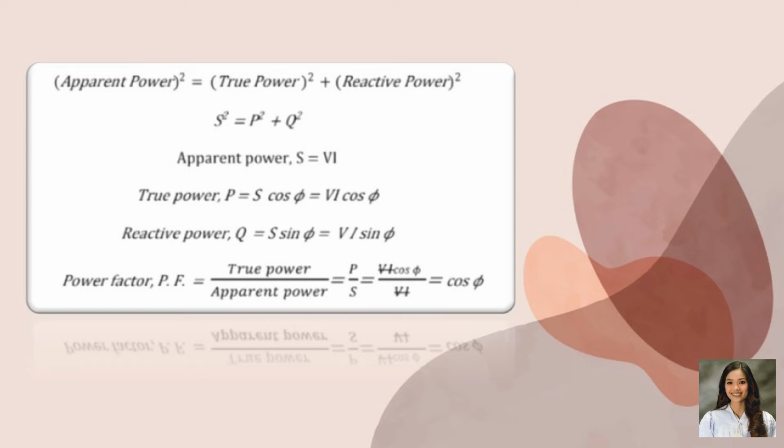In the photo on your screen, it says that apparent power squared is equal to the summation of true power squared and reactive power squared. In short, S² = P² + Q².